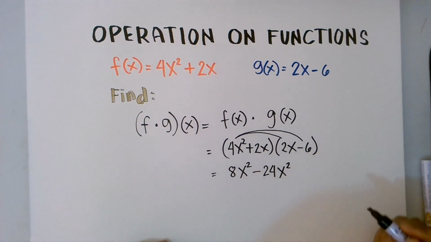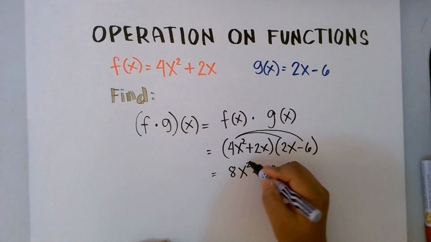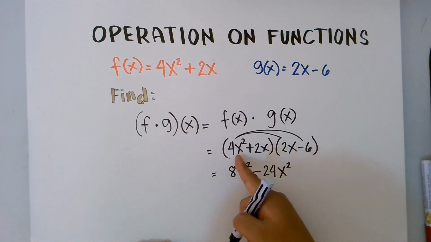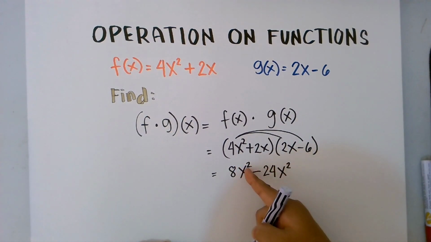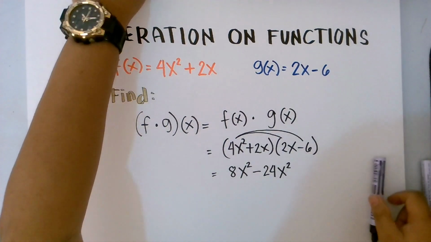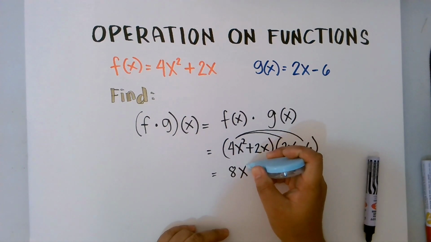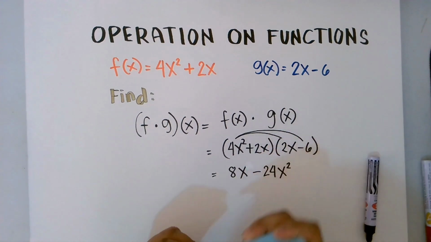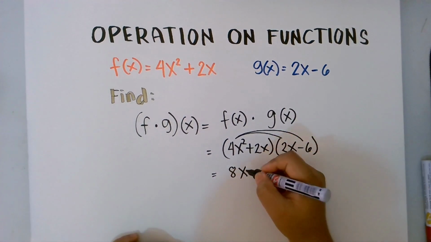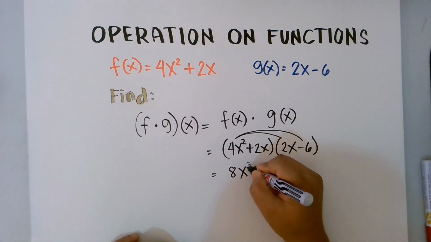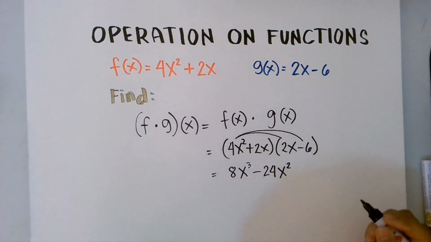Yeah, okay. Wait. Parang mali tayo dito. 4x squared times 2x must be 8x cubed, because in multiplication, we add the exponents. So, sorry for this. I stand to be corrected. I do apologize. So, let's correct this one. It should be 8x cubed. Okay. Buti napansin agad natin yun, no?